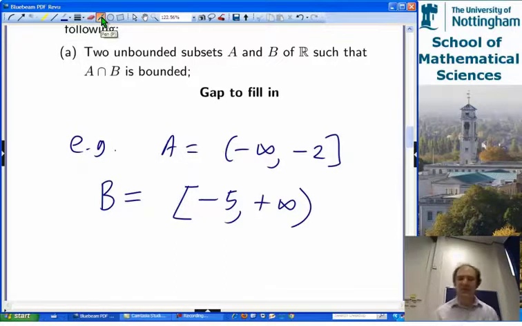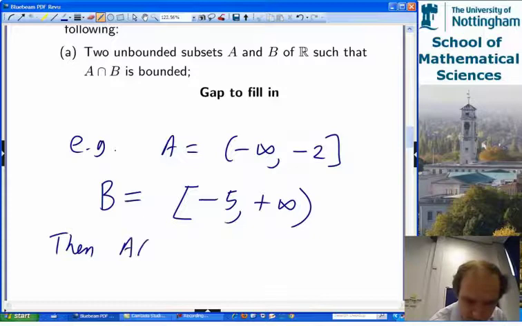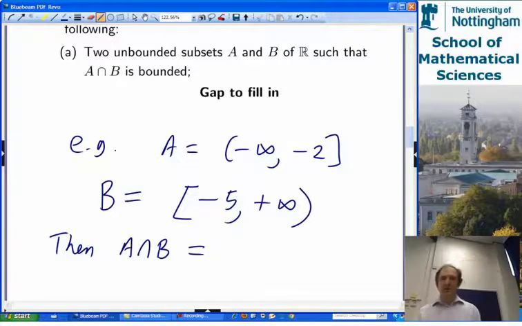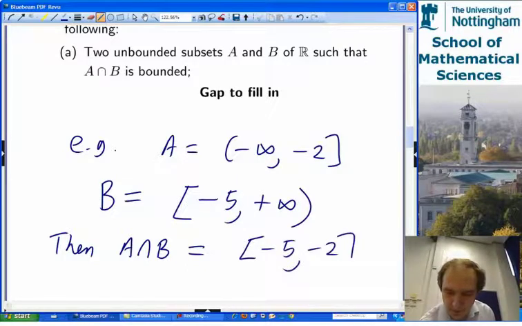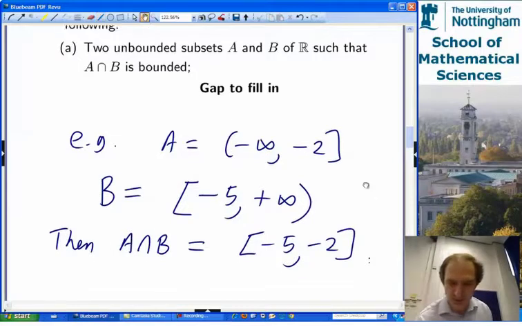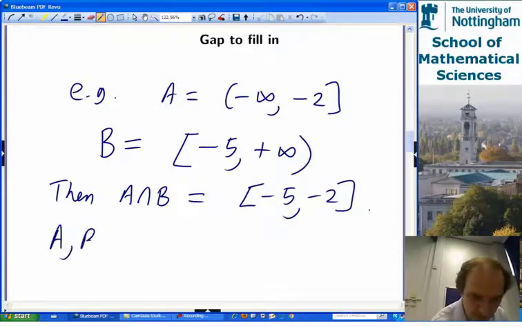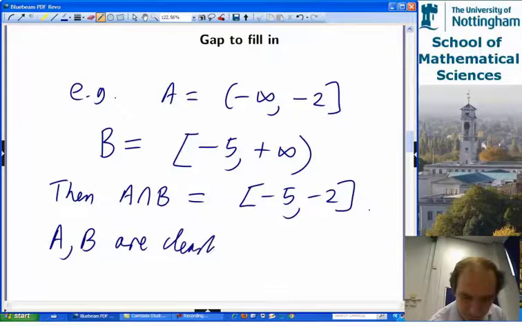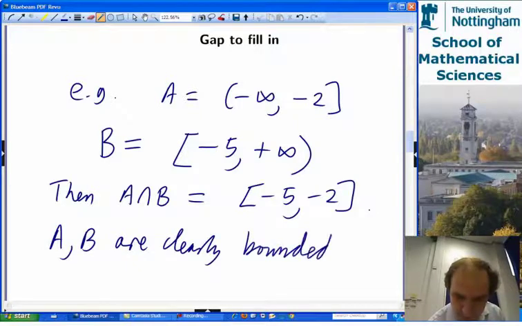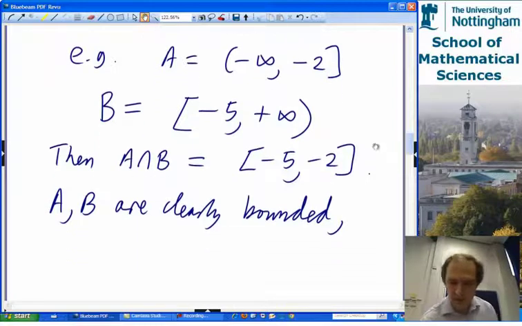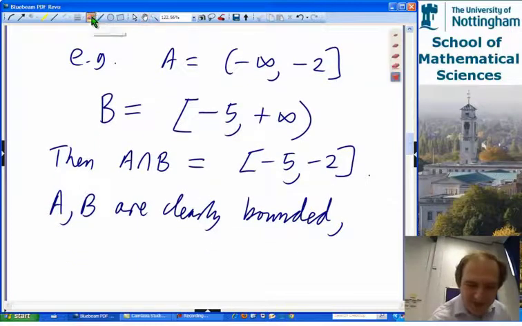Then I will attempt to work out the intersection of A with B. And I believe it goes from minus 5 up to minus 2 inclusive. And now, because we know all about intervals, I would say that A and B are clearly unbounded and that A intersection B is clearly bounded. Unbounded is what I was trying to say.